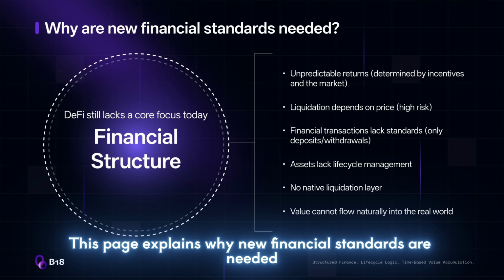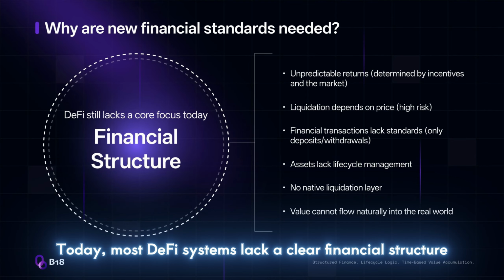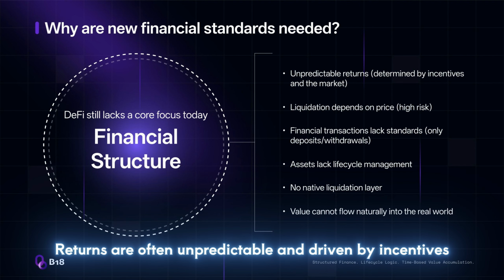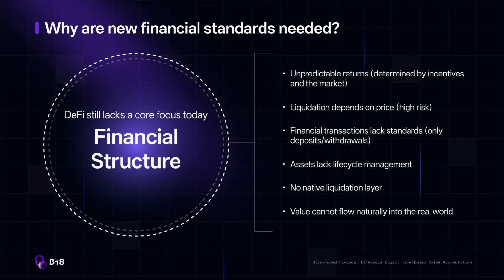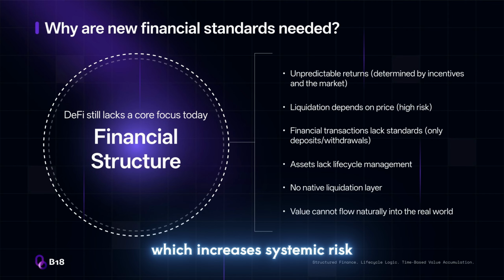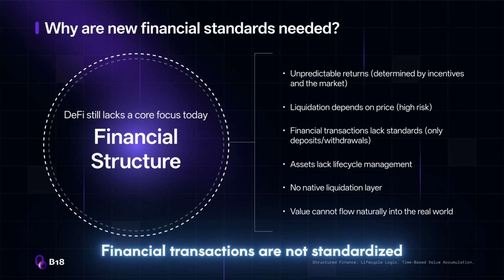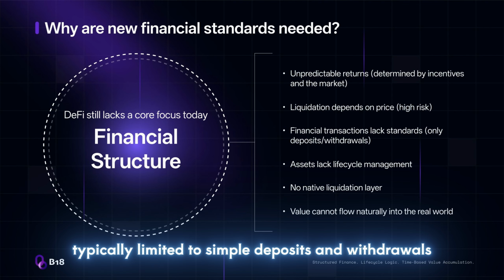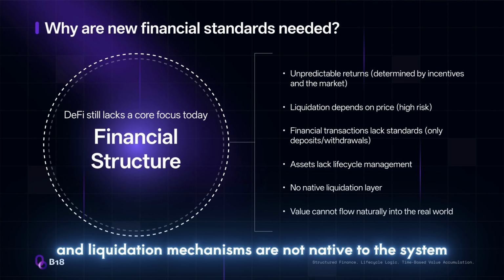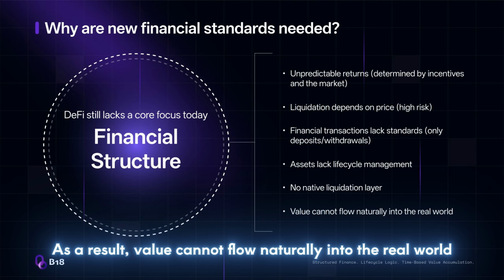This page explains why new financial standards are needed. Today, most DeFi systems lack a clear financial structure and a long-term core focus. Returns are often unpredictable and driven by incentives rather than real market fundamentals. Liquidation depends heavily on price fluctuations, which increases systemic risk. Financial transactions are not standardized, typically limited to simple deposits and withdrawals. Assets lack lifecycle management, and liquidation mechanisms are not native to the system. As a result, value cannot flow naturally into the real world.